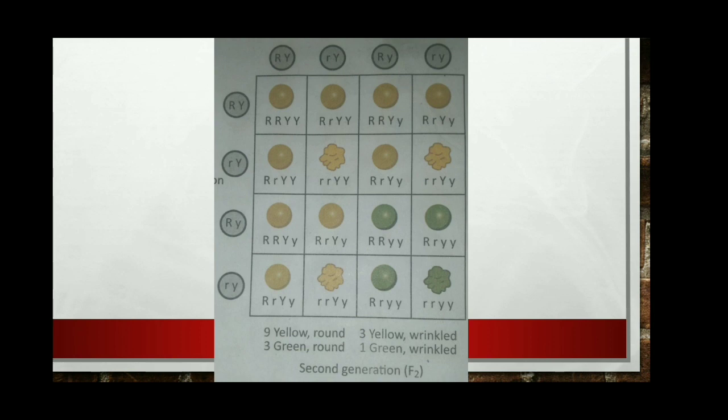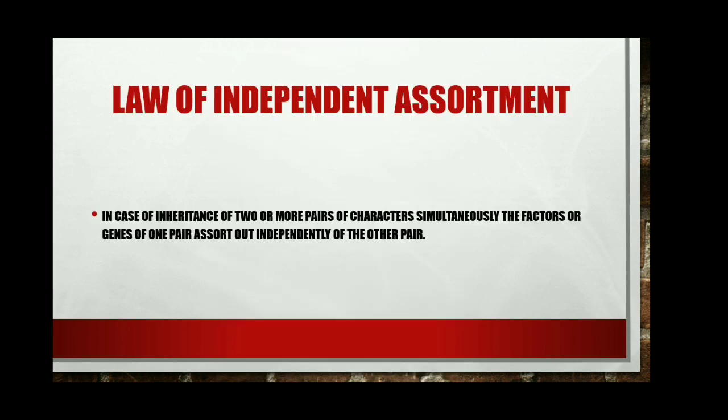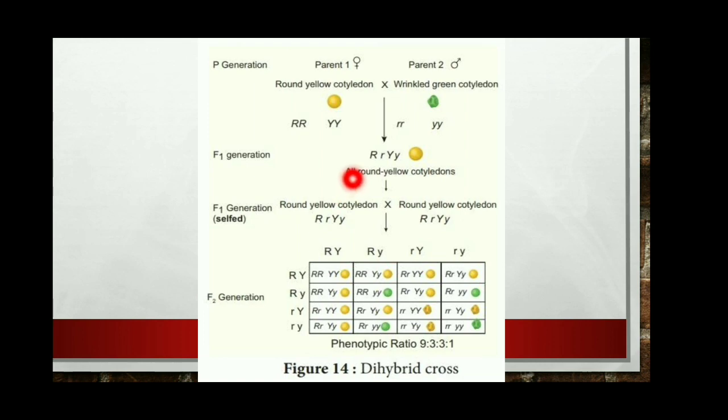Based on these observations, Mendel concluded that though 2 pairs of characteristics combined in the F1 generation, they behave separately in the subsequent generation. That means in the F1 offspring, we studied capital R, small r, capital Y, small y. Their different characters were combined. Capital R is round, small r is wrinkled. Those 2 are combined. In the same way, capital Y for yellow, small y for green.